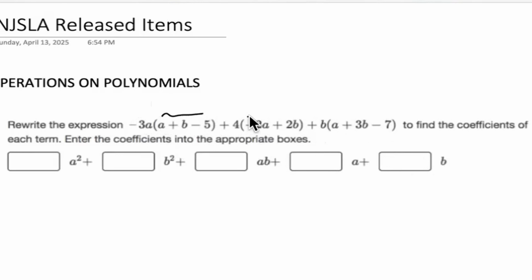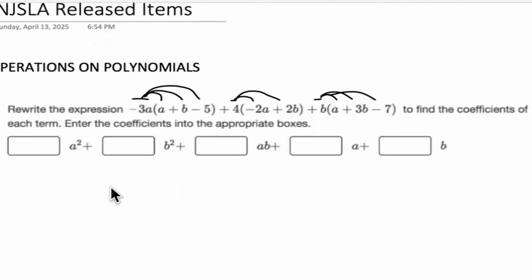this, so it means that there are some parentheses, and from here we understand that we need to do distribution here over others. So negative 3a is distributed over a, negative 3a over b, and negative 3a over negative 5. 4 is distributed over negative 2, and b is distributed over a, b, and negative 7. So let me write it down here.